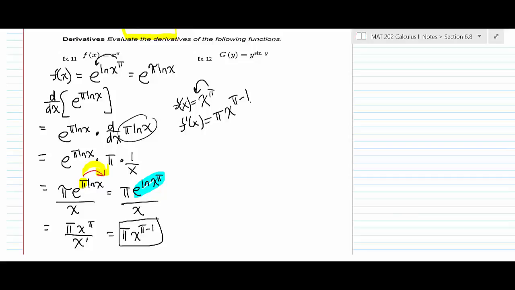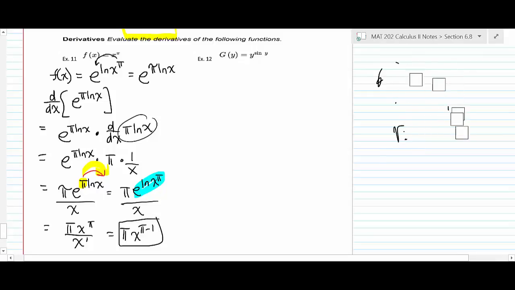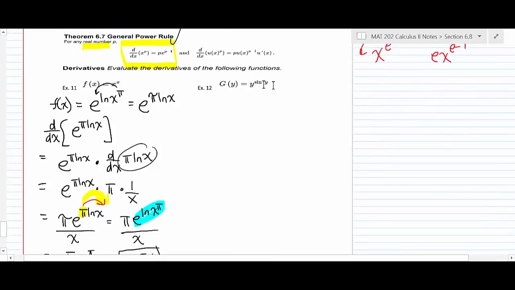Okay, so the idea is if you saw x to any power, even if it was x to the square root of 2 power, the derivative is just going to be square root of 2 x to the square root of 2 minus 1, and the problem's done. That's it. Okay, everybody got that? Okay, but I'm just trying to give you the why part of where that comes from. So the next problem, you would have to do something a little bit different with that one because that sine of y is not a constant. But let me show you this.